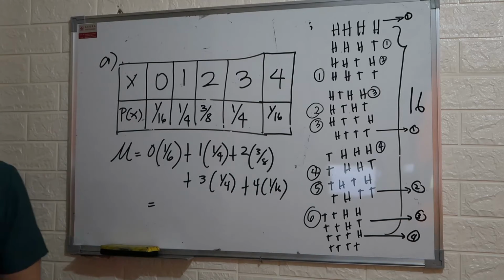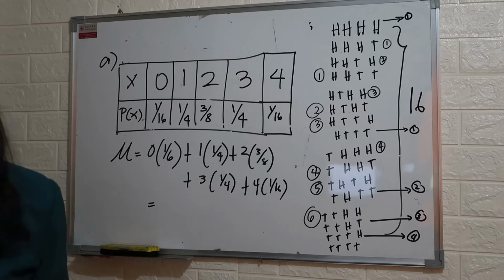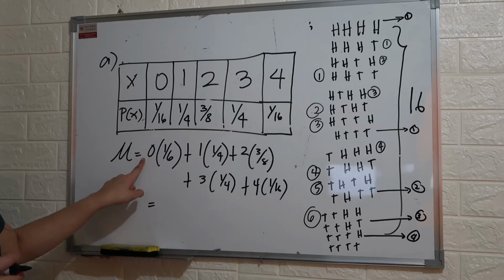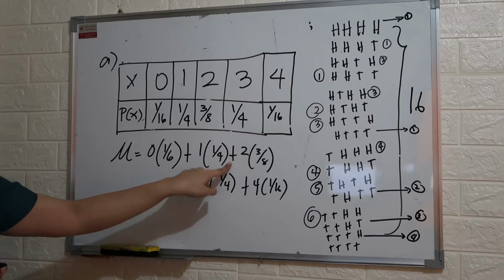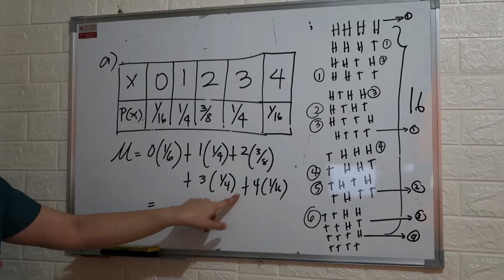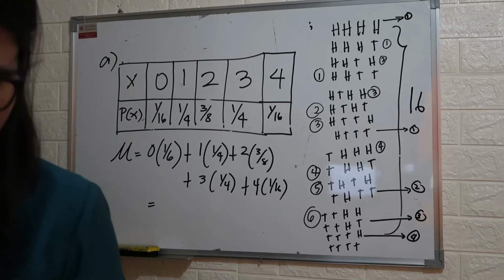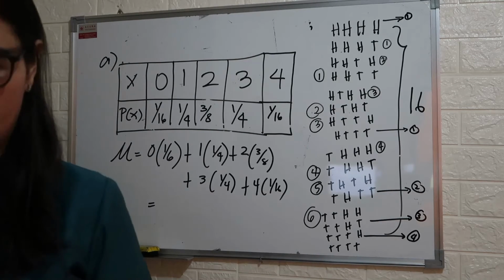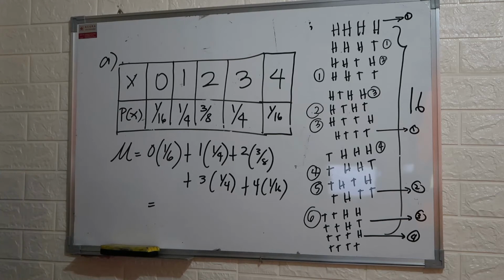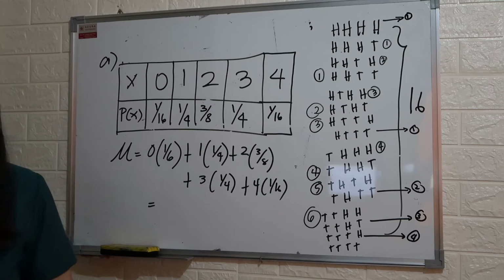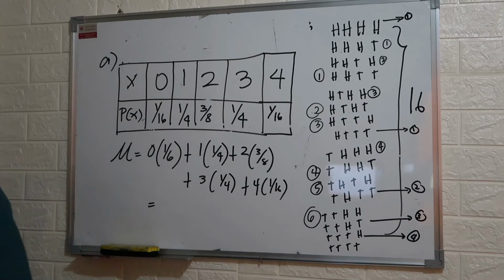So can you please give me now the mean? What will be the mean? 0 multiplied by 1/6 plus 1 multiplied by 1/4 plus 2 multiplied by 3/8 plus 3 multiplied by 1/4 plus 4 multiplied by 1/16. Using your calculators, what's the mean? Just get the product and then add everything. Anyone? Can you please give me the answer? 2. The answer is 2.